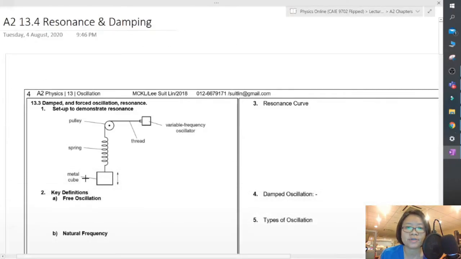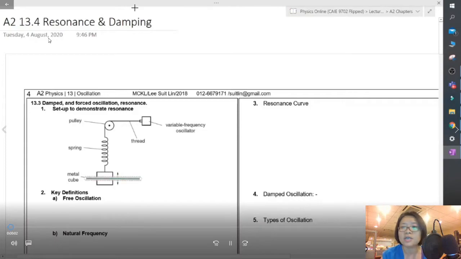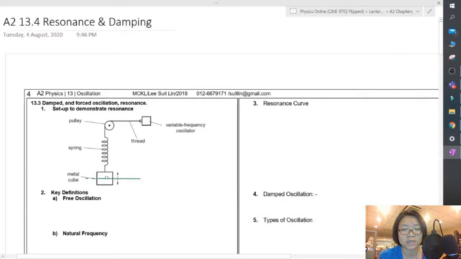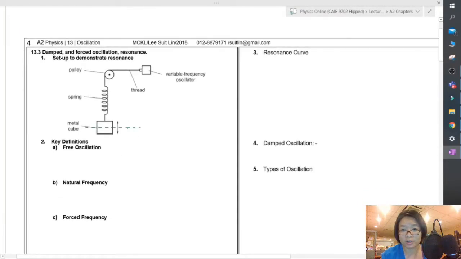So here, you can see page 4, the last page of your notes. There is actually a variable frequency oscillator. So this one is your forced frequency. And there's a metal cube here with a spring that will be allowed to oscillate at its own frequency if you pull it down. So I'm going to talk about a few key definitions. The first one will be the free oscillation. Free oscillation happens when I turn off the oscillator.